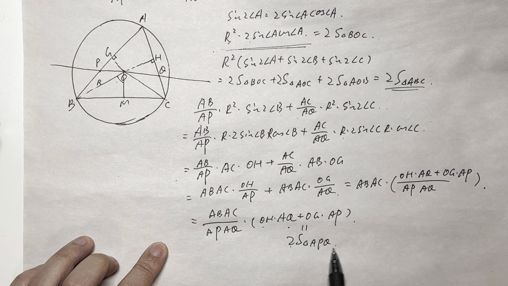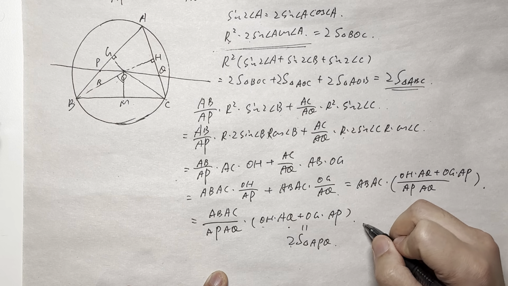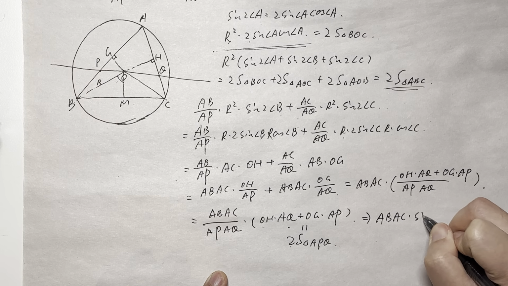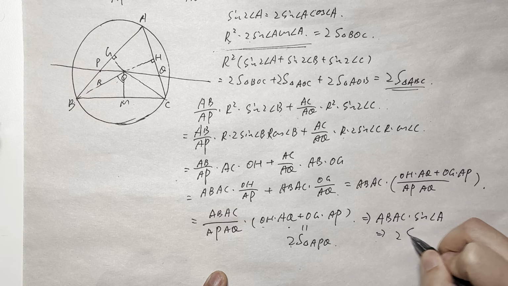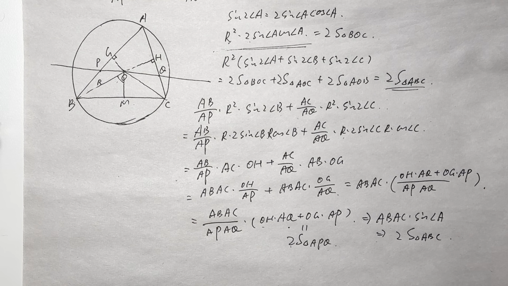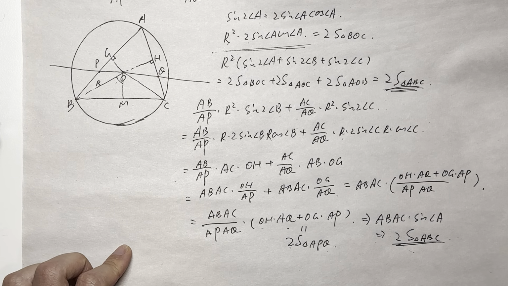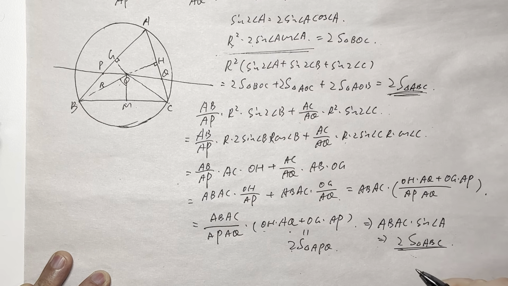And we know that twice the area of triangle APQ divided by AP times AQ is sine A. So we got AB AC times sine A, which equals twice the area of triangle ABC, right? So we see these two are equal, which means this is true, right?